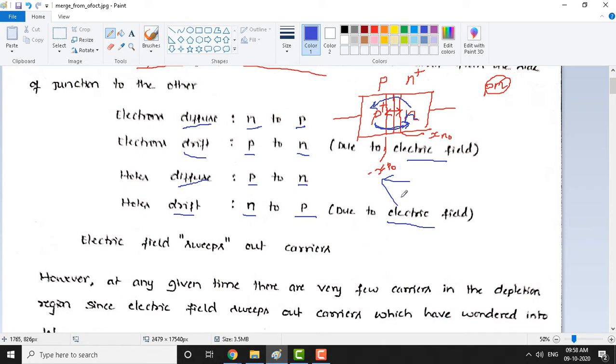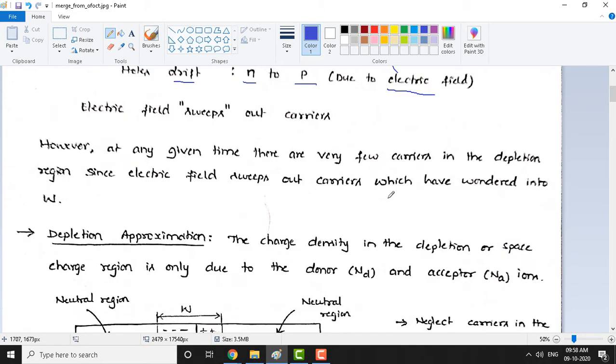Now in this, we explained the diffusion process, how it happens, and how the diffusion process creates an electric field, and how the electric field causes the drift of charge carriers. We have seen all these things. Now let me explain another thing here called electric field sweeps. What do you mean by sweep? Sweeps out carriers. What do you mean by that?